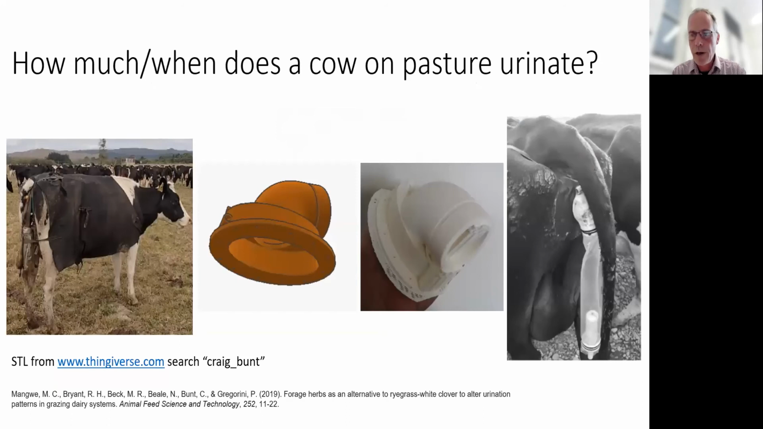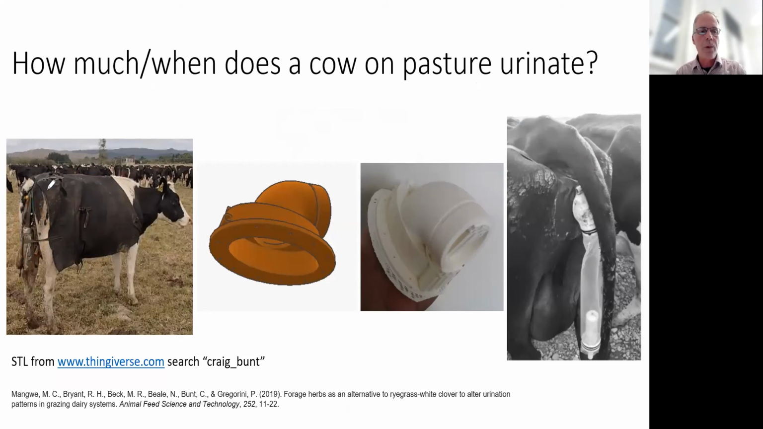3D printing also enables you to modify very easily existing technologies. This is an old piece of equipment consisting of a blanket, a unit strapped onto the back of the animal that could measure urine frequency and volume. And this is information we need to know in terms of mitigating climate change, how much nitrates are put out by a cow and when and where.